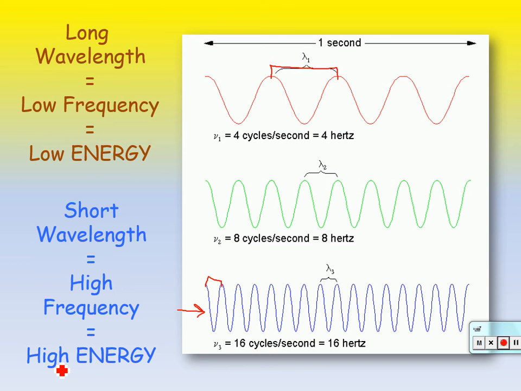So, pop quiz. Which wave up here has the lowest energy? Which one has the least energy? The red one, right? Good job. Yeah, the red one has the least energy. It has the lowest frequency, so it's got the least amount of energy.